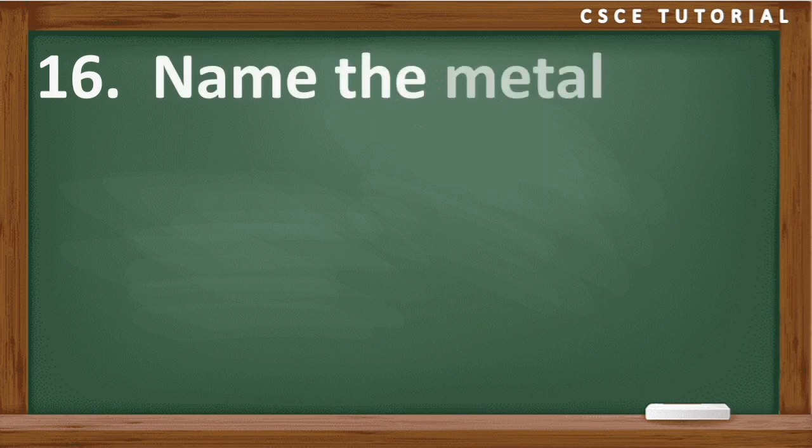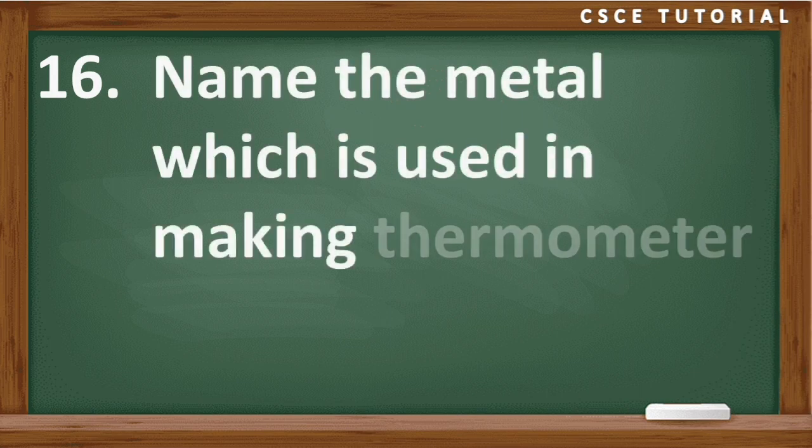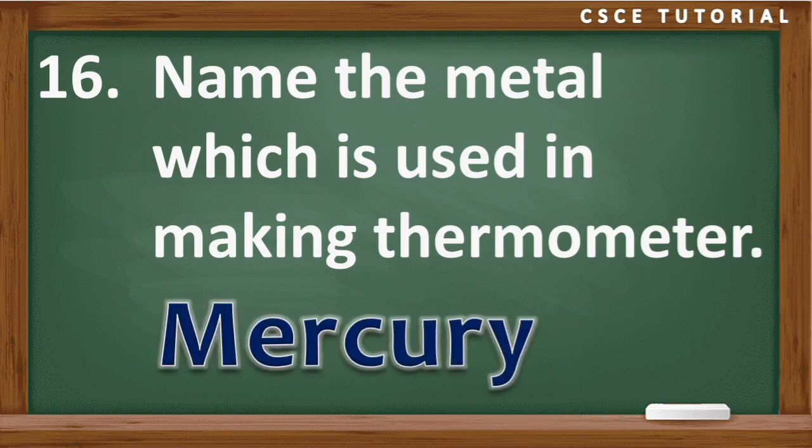16th is name the metal which is used in making thermometer. Its answer is mercury. Mercury is the metal which is used in making thermometer.